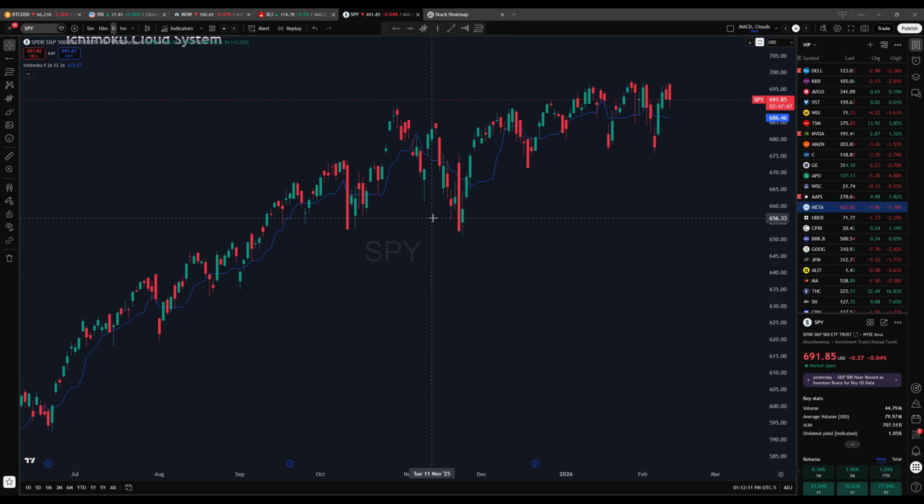First up here, we have the conversion line. It's this blue line you see going across my screen. How it's calculated is it's based on a 9-day high and low. It's what most traders call the fast line. It represents the immediate sentiment of the market.